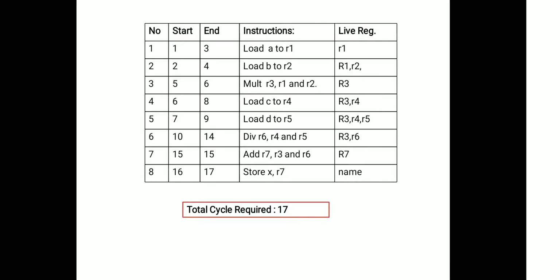Now we have to note the start and end of each latency. There are 8 instructions in total, so we start at 1. The first instruction is completely independent. The load instruction requires 3 cycles of latency, so 1, 2 and 3: it starts at 1 and ends at 3. Now the second instruction, load b to R2: is this dependent or independent?